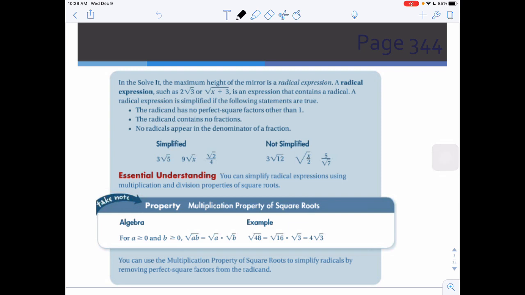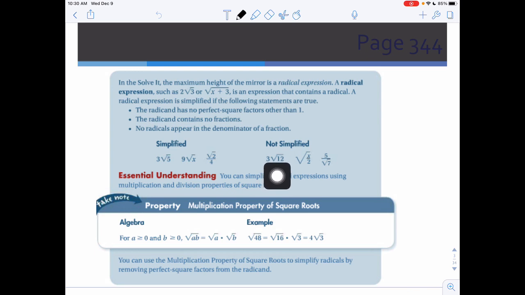First, the radicand has no perfect square factors other than 1. Next, the radicand contains no fractions, and finally, no radicals appear in the denominator of a fraction. So here are some examples of a simplified radical expression: 3 square root of 5, 9 square root of x, square root of 2 over 4. And here are some things that are not simplified.